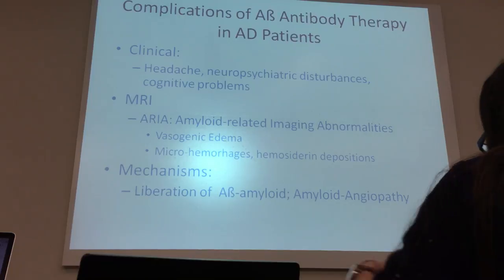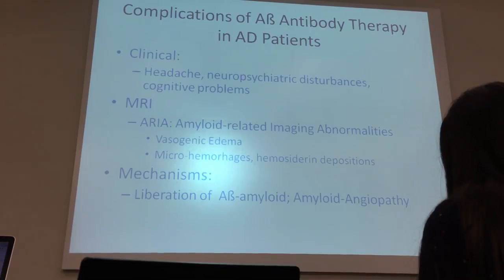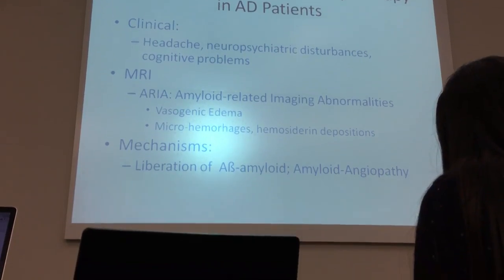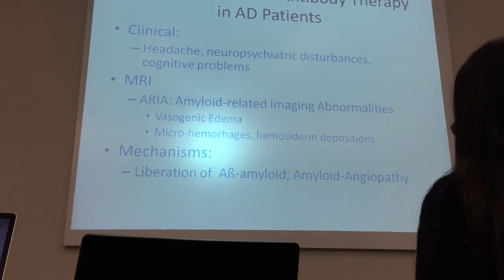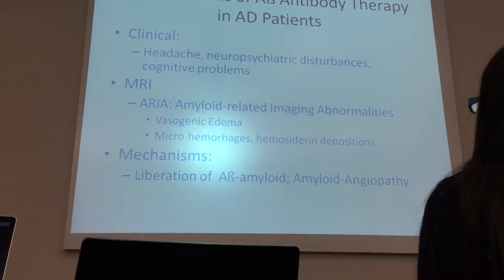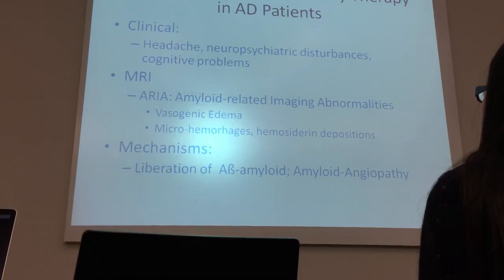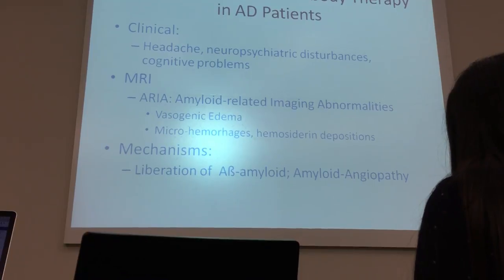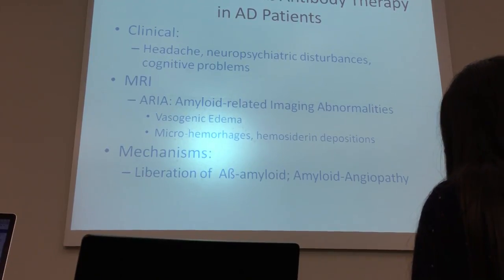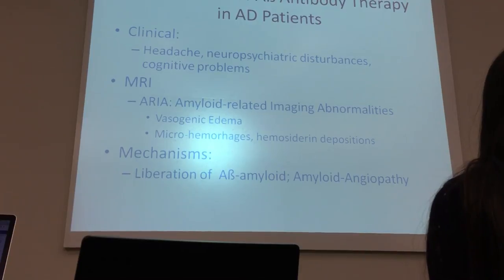But this is not the only side effect. The other side effect is what is called ARIA. ARIA is amyloid-related imaging abnormalities associated with clinical problems. And this is also occurring after the antibody therapy. So these patients, at least a subset of them, develop headache, neuropsychiatric disturbances, cognitive problems. And if you look at the MRI, what you see is that they have edema, microhemorrhages in the brain, microbleedings and hemorrhagic depositions.